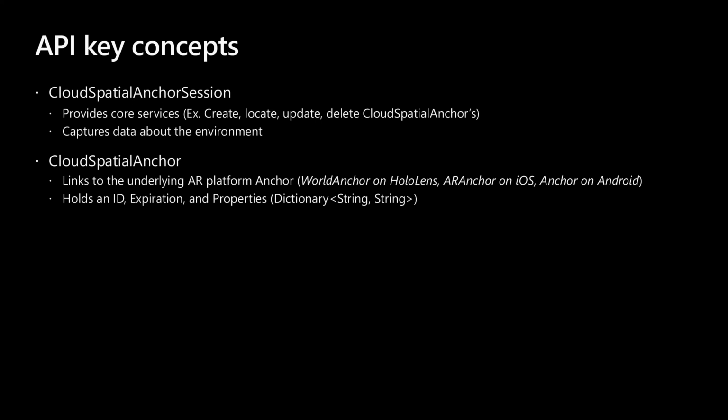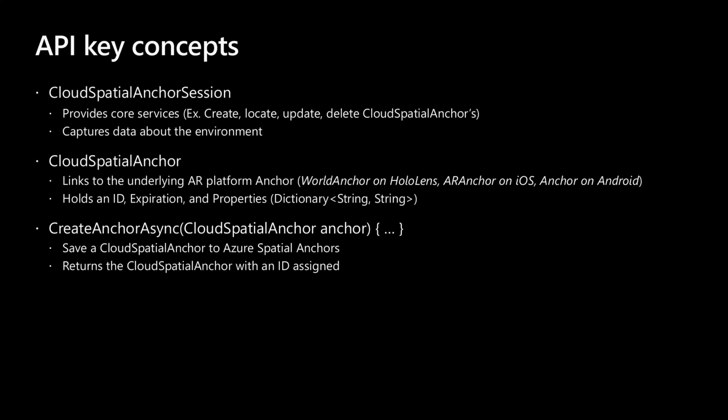When you're ready to create an anchor, and by that I mean you have an anchor and you're ready to save it to the cloud, you're going to call create anchor async on this Cloud Spatial Anchor. In return, we're going to give you a Cloud Spatial Anchor in a callback. The difference between the anchor that you're about to save and the anchor that we give you back is that it has an ID assigned. So when you're just writing your app, you won't have IDs. It's only once you actually save them.